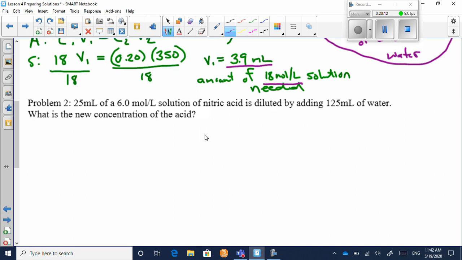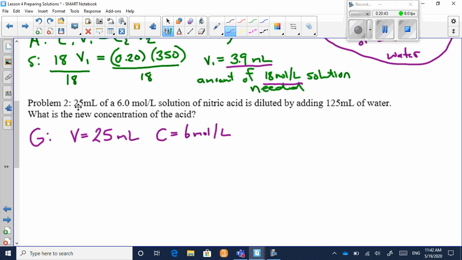So here we go. In this case, it says 25 milliliters. I'm just going to write down here given. Well, I know I've been given a volume because milliliters is a volume unit. So volume, 25 milliliters of a 6 mole per liter solution. Okay, well, I know that that's a concentration. I don't know whether these are C1s or V1s or C2s or V2s yet. I'm going to try to figure that out in a minute once I've read the question. So 25 milliliters of a 6 mole per liter solution.